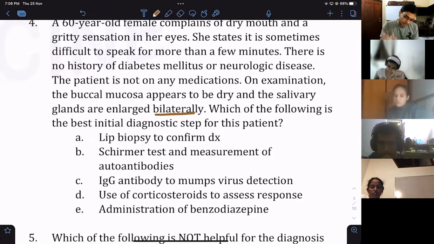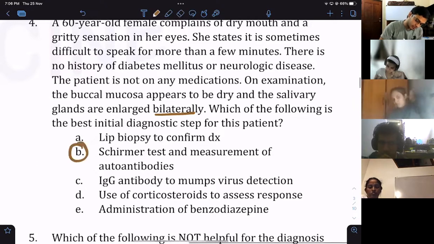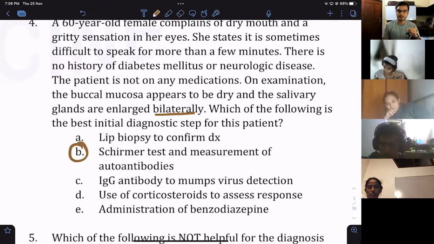Anyway, for us, the best initial diagnostic step is the Schirmer test, guys, and the measurement of autoantibodies. Specifically, we are looking for anti-Ro. Anti-La also can be there. Anti-Ro is even more specific than anti-La. Okay, anti-Ro is more specific.